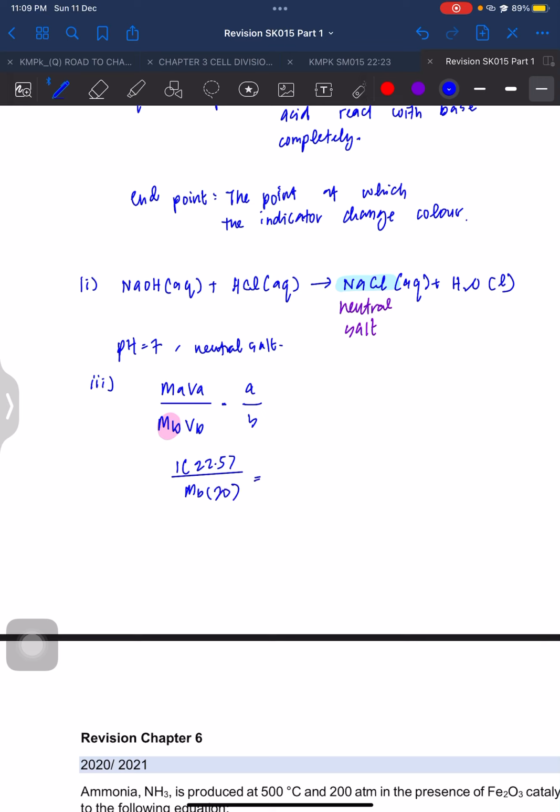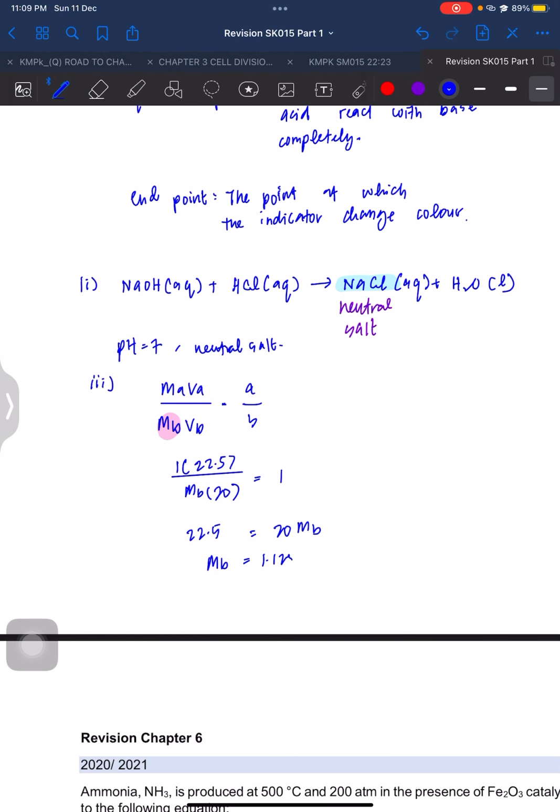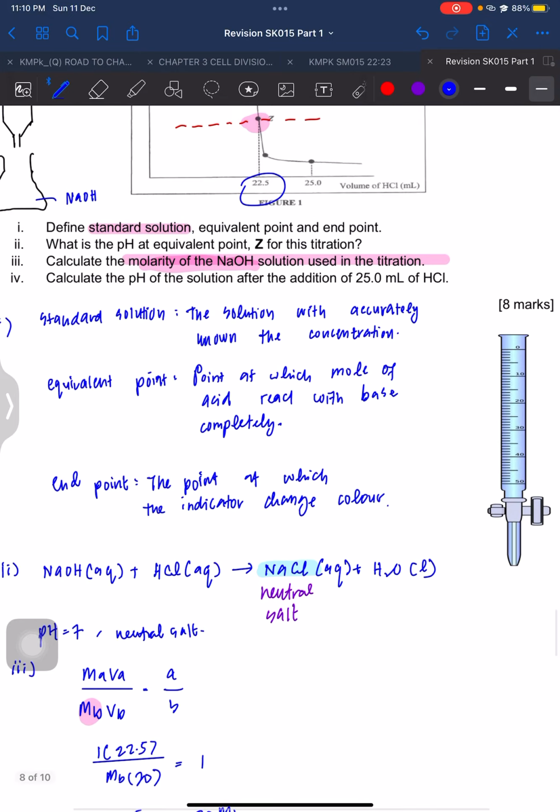20. Okay. And this is the coefficient according to your equation. Okay. So di sini 1, 1. So, kita boleh tulis 1/1 sama dengan 1 lah. Tak payahlah tulis 1/1 tu kan. Okay. So now, dia akan jadi 20 MB 22.5. So your MB will be 1.125 molar. Okay, so that is our answer for question 3.